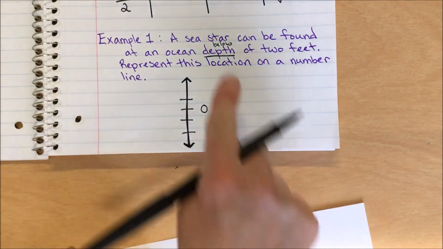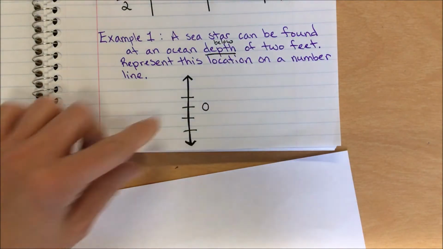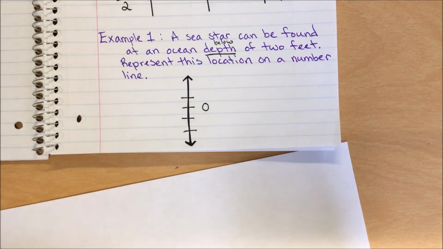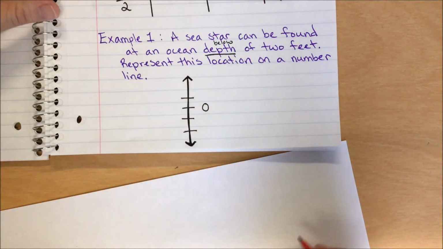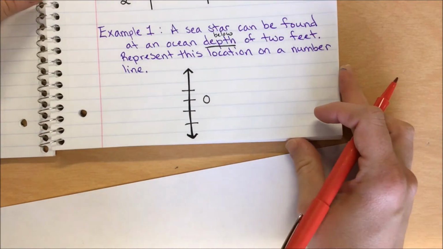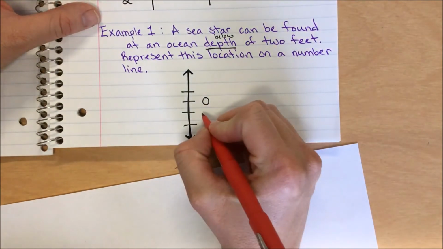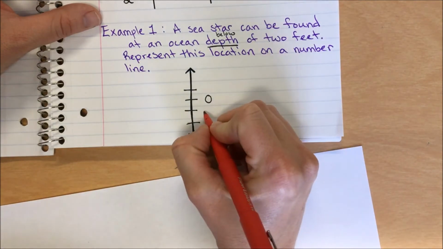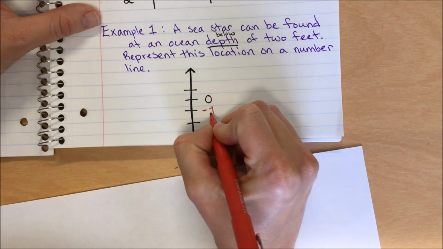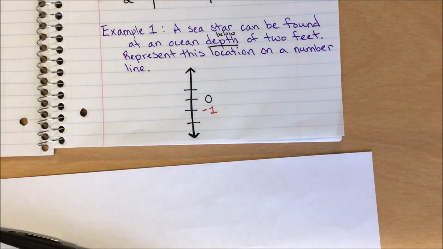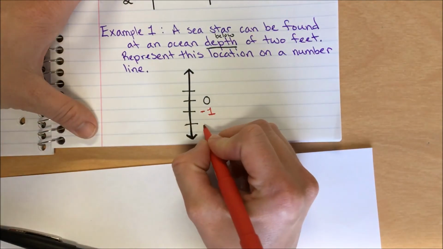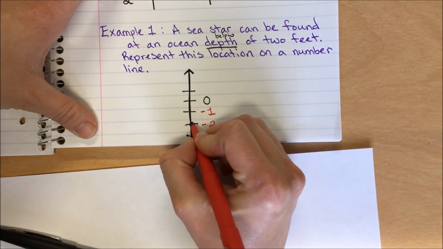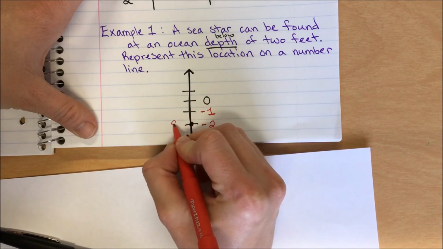And if we're going down below, that means we're going to go down our number line. And if we're going below ground or into the ocean, do you think those are going to be positive or negative numbers? They're going to be negative. We're going down to 2 feet. So we have -1, -2. This is where our sea star is.